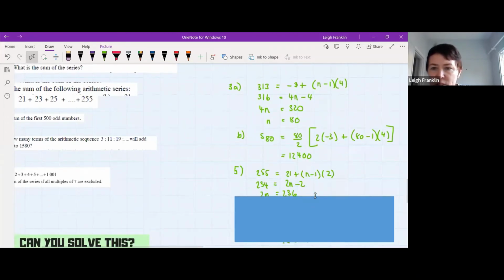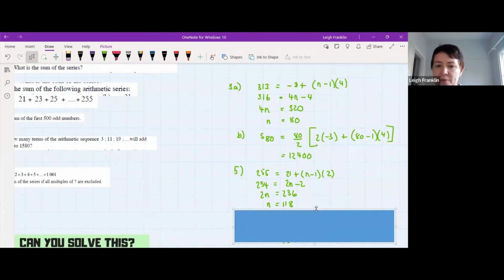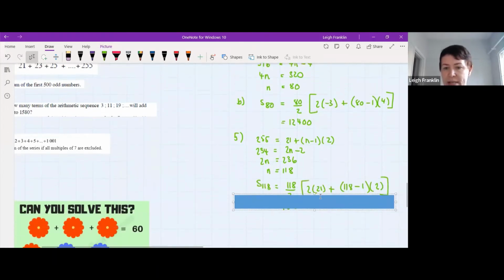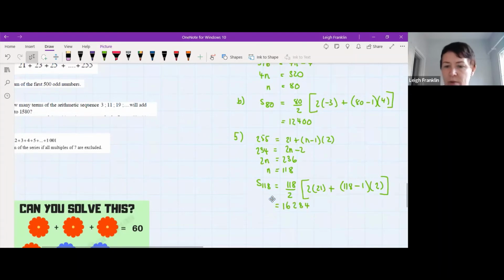And then if you did question 5, again, you would have had to work out that there were 118 terms in the pattern. And then you would have done the sum to 118. I got 16,284 as my answer. How did that go, Matrix? Happy, sad, makes sense? How are you feeling?